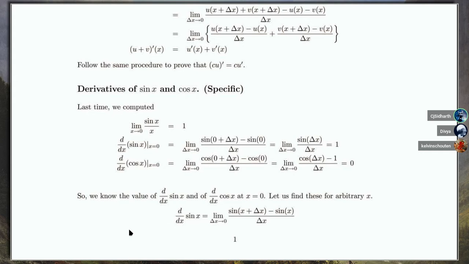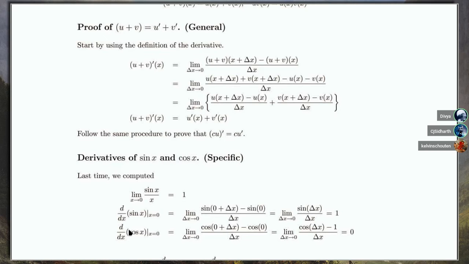No, I mean, to prove that (cu) dash is equal to c multiplied by the derivative of u. So I took the limit as delta x approaches 0 of c u of (x plus delta x) minus c u of x, upon delta x. Then I took the constant outside, common. Then I took the limit. So I got u dash. So c into u dash is equal to the derivative of cu. Yeah, that's correct.